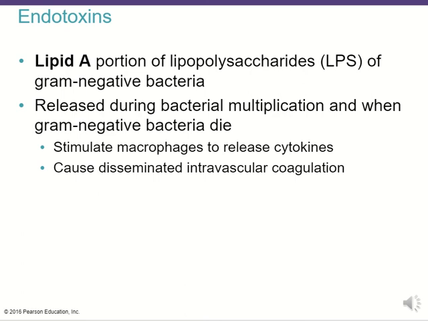Endotoxins, such as lipid A, a portion of lipopolysaccharides of gram-negative bacteria, are released during bacterial multiplication and when gram-negative bacteria die. They stimulate macrophages to release cytokines and cause disseminated intravascular coagulation, causing blood clots in the blood vessels.